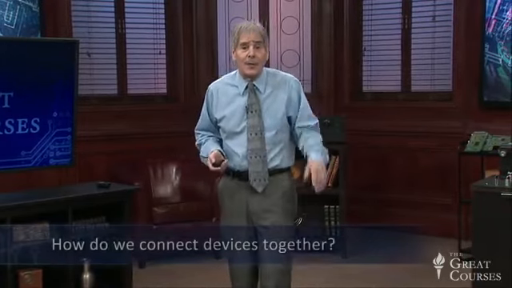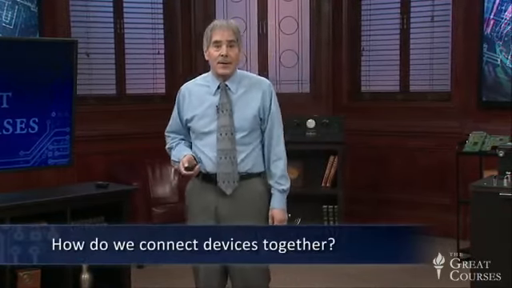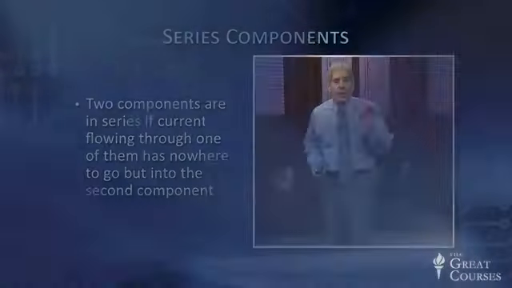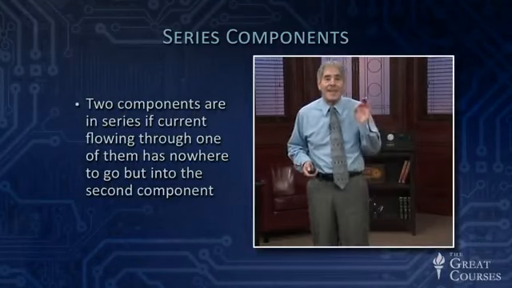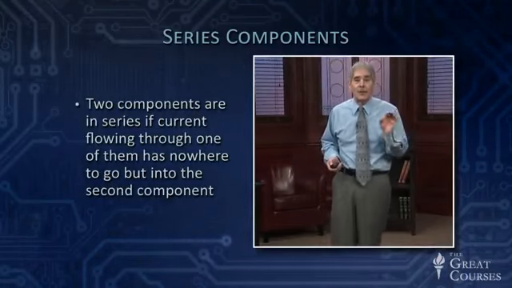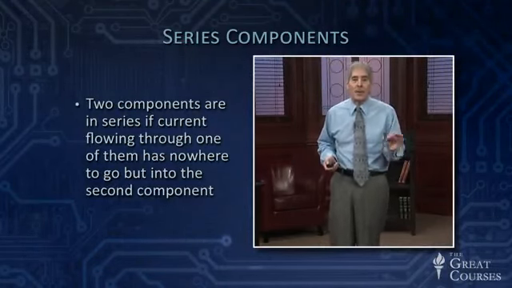So now I want to move on, not to characterizing individual devices, which is interesting in itself, but to asking how do we connect devices together. So in fact, there are 2 important ways of connecting electronic devices, and let me define those and talk about them a little bit. So 2 components, any kind of electronic components, are in series if the current flowing through one of them has nowhere to go but into the next one.